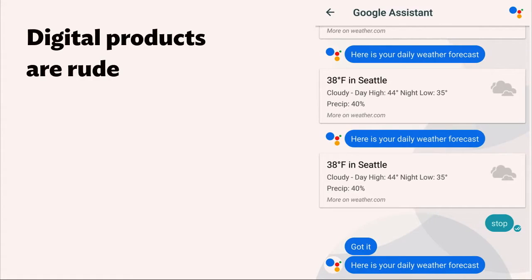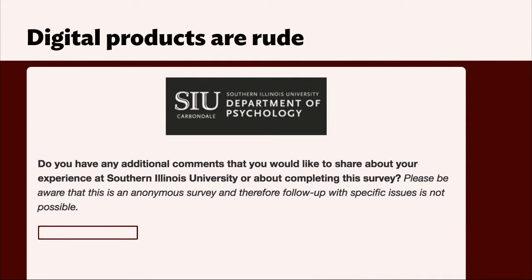Like in this example here, Google Assistant can't stop sending the weather forecast. Even if you type stop, it's like, got it, here's your daily weather forecast. Or in this example, the Department of Psychology at Southern Illinois University is asking if you have any more comments or feedback. But if you look at this little form down here, that little rectangle is the form for people to put in feedback. So it's kind of sub-communicating that you don't really want to hear from them.